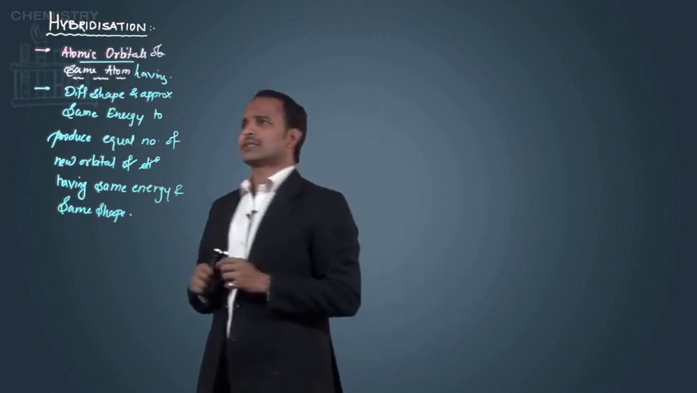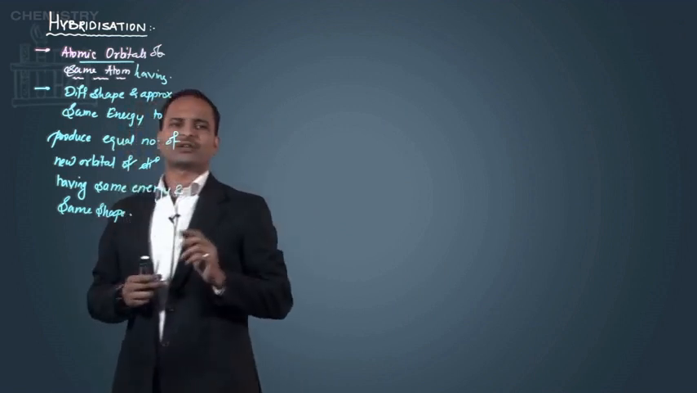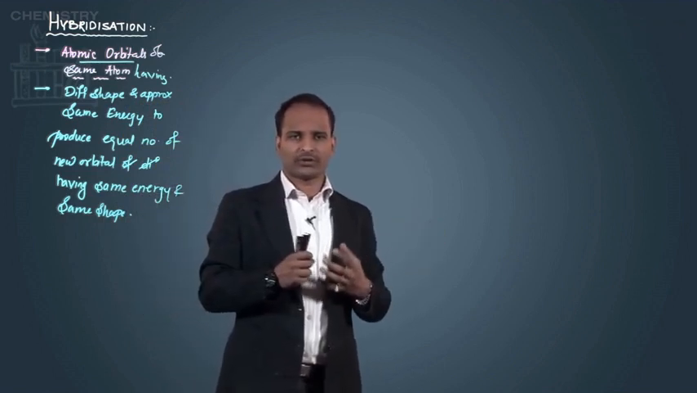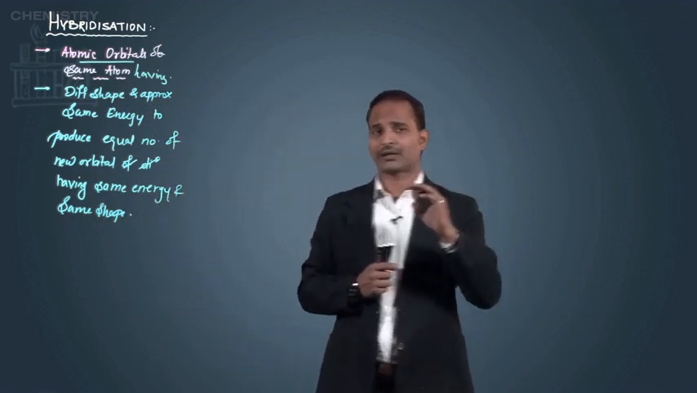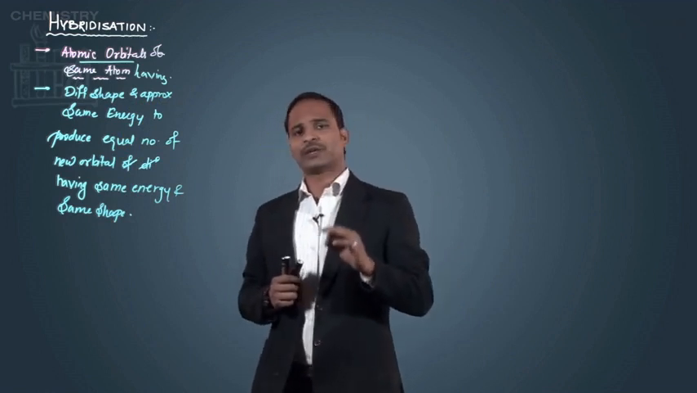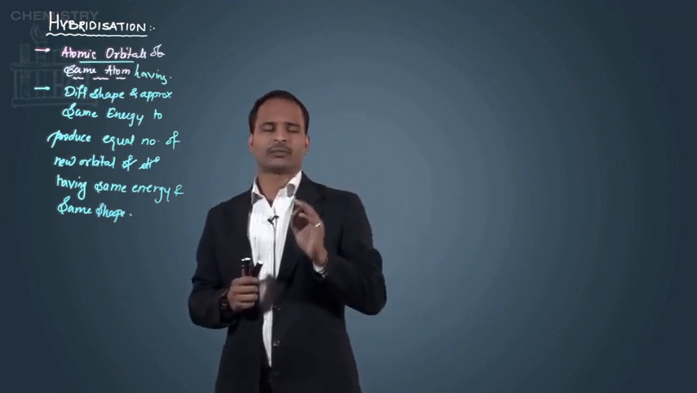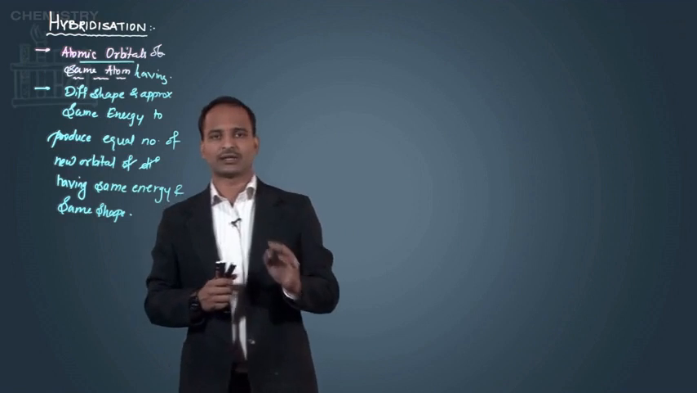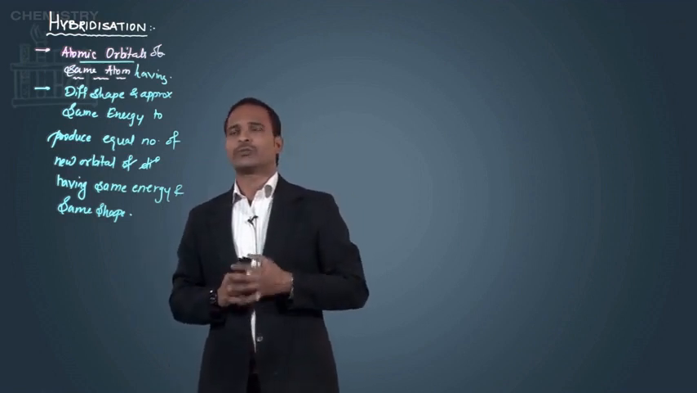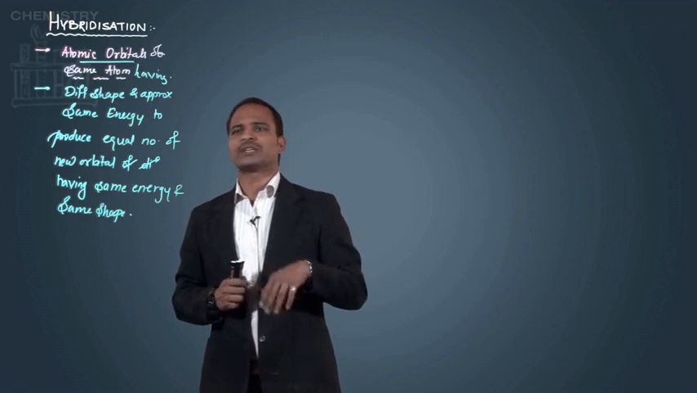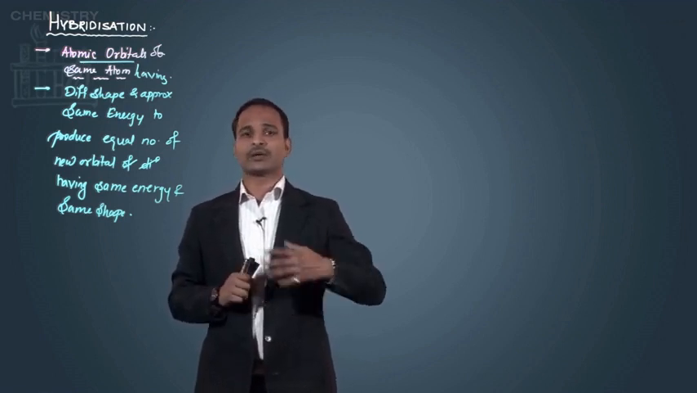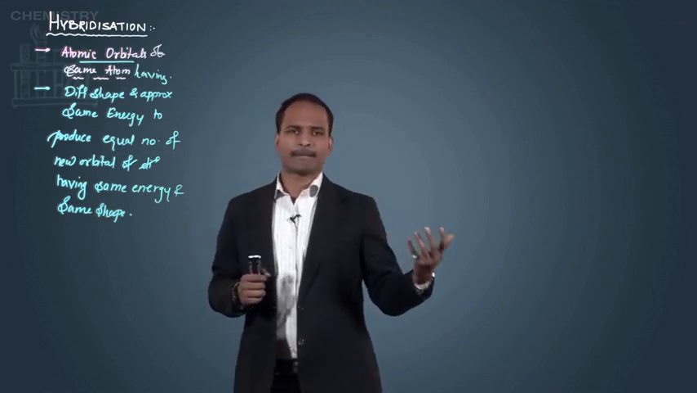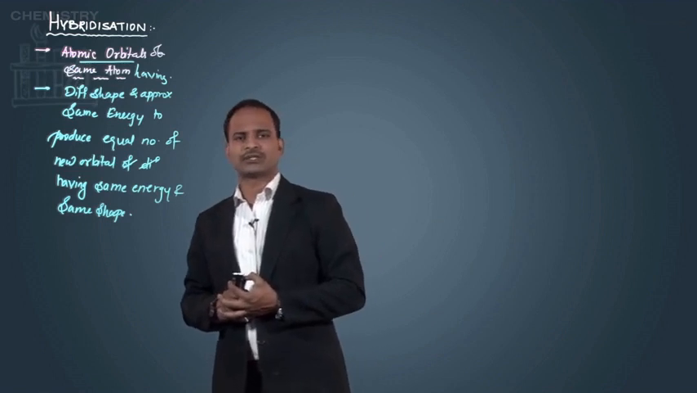Now, as I said, it is a mixing and recasting of atomic orbitals of the same atom. Generally the central atom undergoes the hybridization process. That is, the atomic orbitals of the central atom undergo mixing and recasting and produce some new orbitals. How many new orbitals are produced? They produce an equal number of new orbitals having the same energy and same shape.